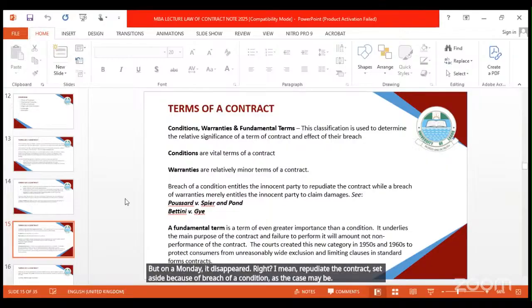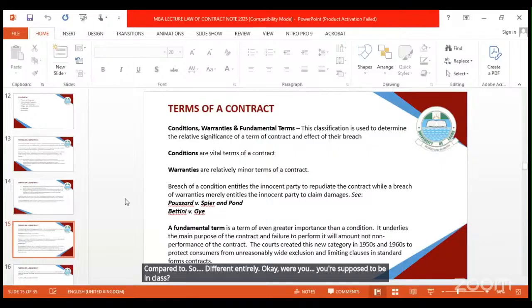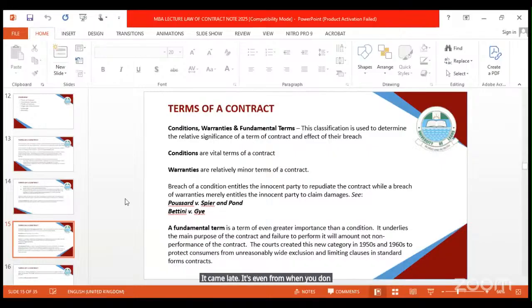And then the warranties also, as a term of contract, is minor compared to that. So different entirely. Okay, you're supposed to be in class, you came late. It's different from when you don't come at all. So each contract will have terms that are lightweight, and then there are some that are major.